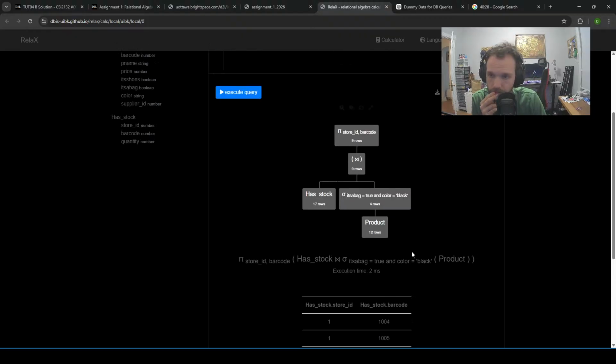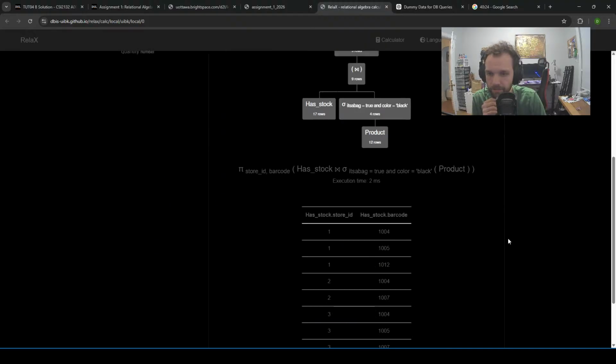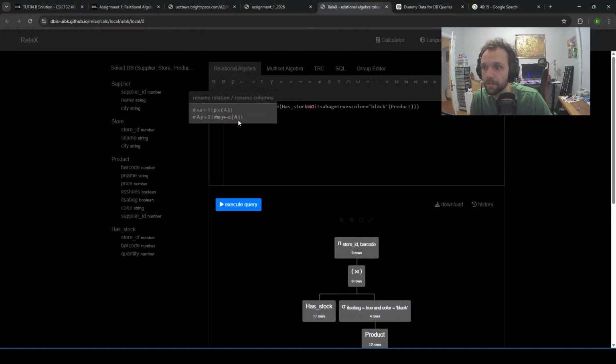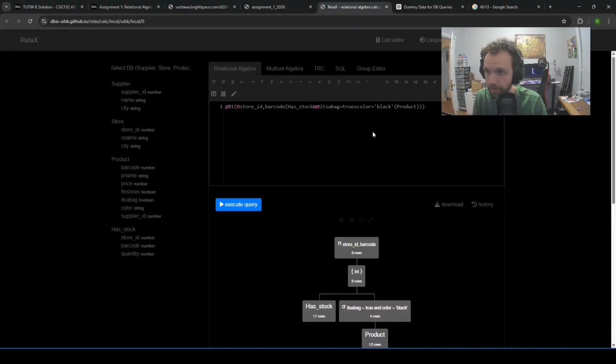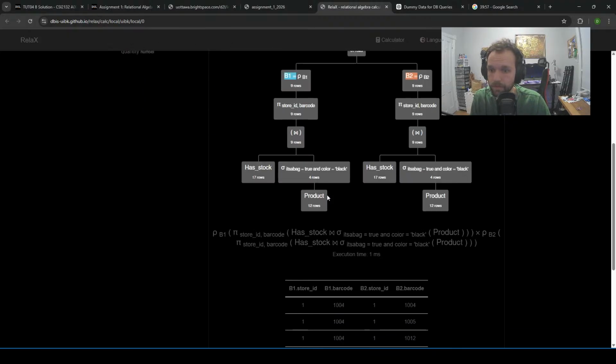So I think what I was having was, yes, I had this renamed to bags, and I did do a cross product. Okay, so that's what we're gonna do. We're gonna do brackets around here, and we're gonna call this B1, and then we're going to cross product that with the same one, but it's called B2. Sweet, so we should have 81 rows now.